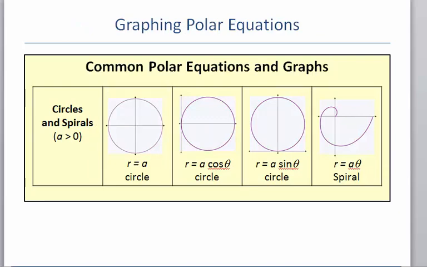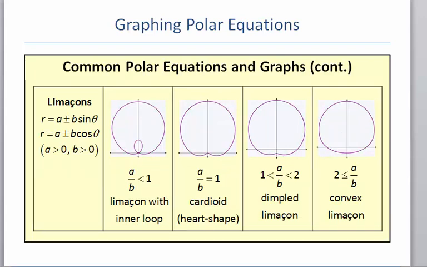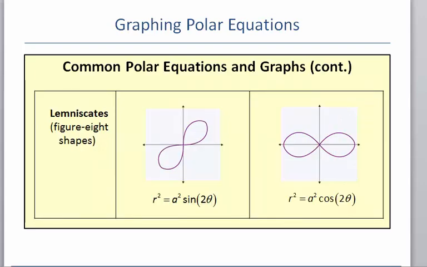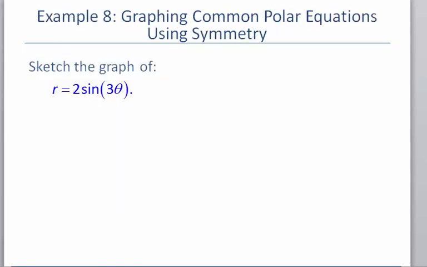So polar equations can graph circles and spirals. So we can have this type of graph. We can have these type graphs. We can have graphs that look like these. And graphs that look like these. We're not going to worry too much about the different types of equations because we are going to be doing it simply on the calculator. All right, so let's look at how this works.